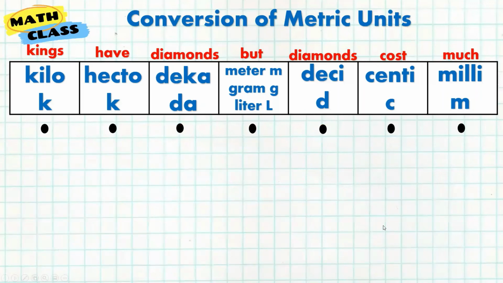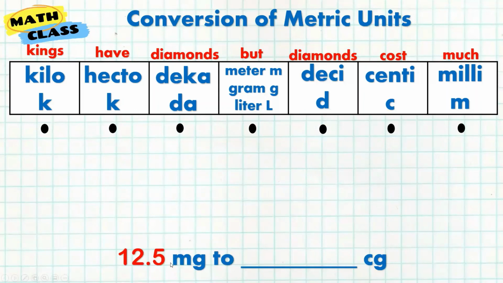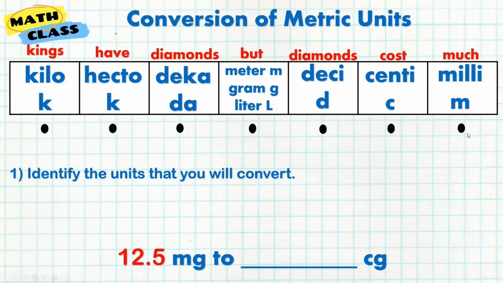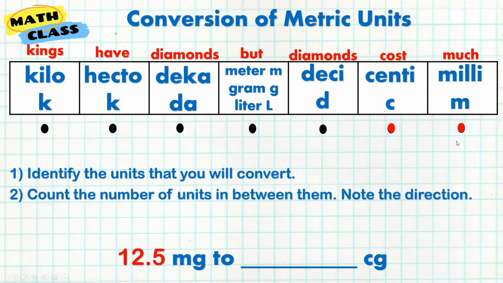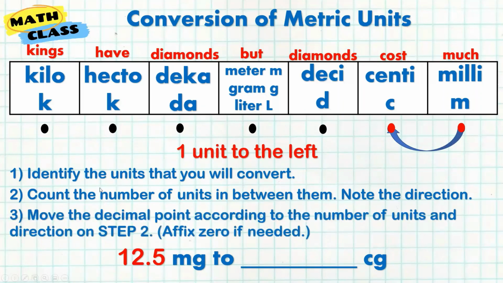And last example, we convert 12.5 milligrams to centigrams. So from milli, we're going to go to centi. So how many decimal places or how many units? There's only 1. We just have to move 1 unit to the left. So you have to move the 12.5 1 unit to the left as well. So the answer will be 1.25 centigrams.